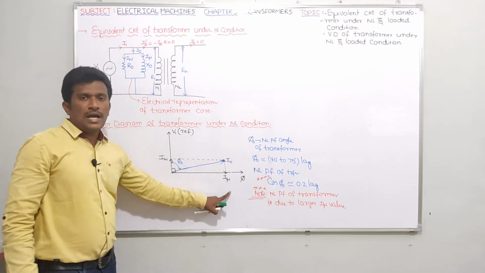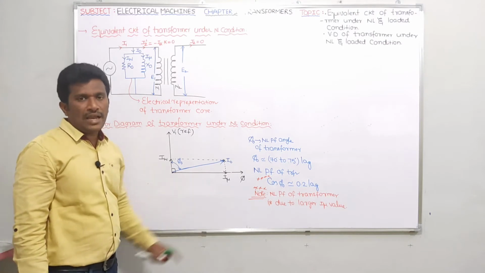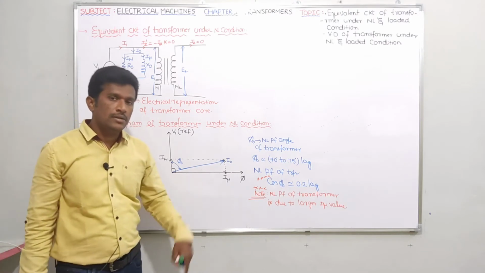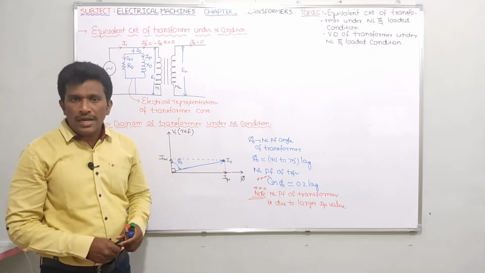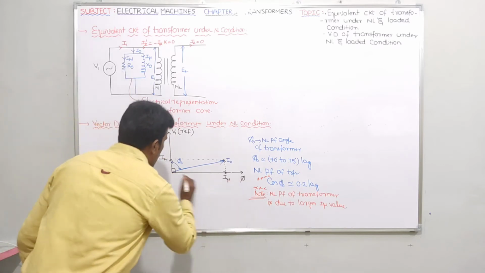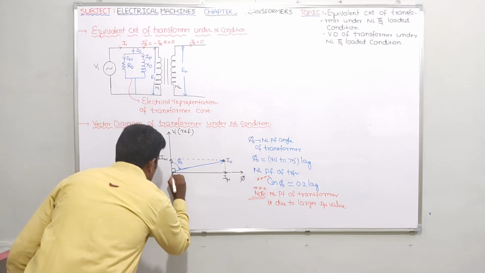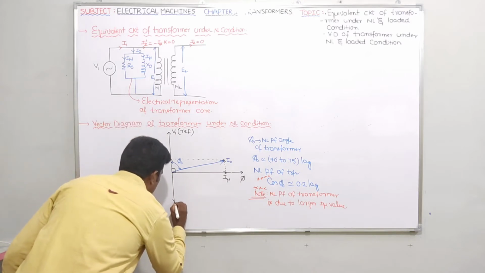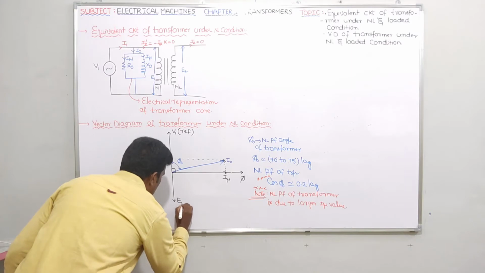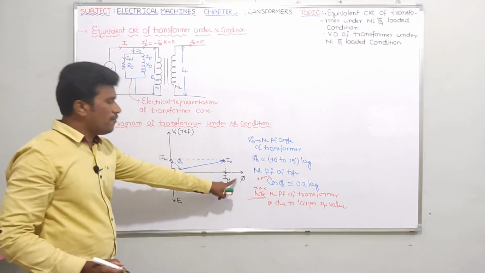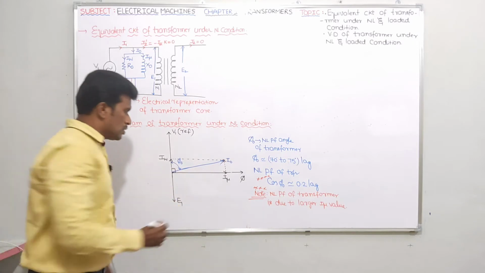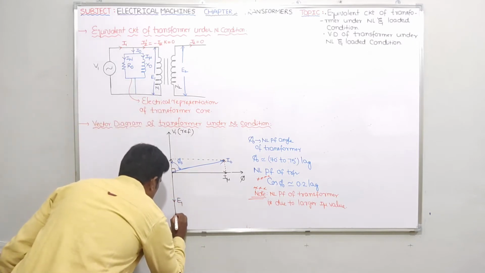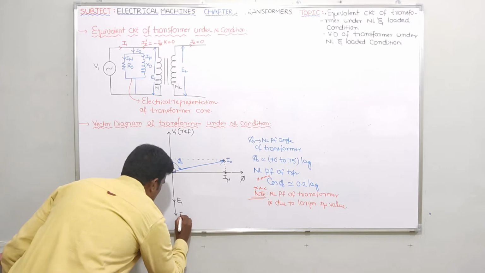Okay, now tell me, guys. According to Lenz's law, in the previous video we told what is the angle between φ and E1? 90 degrees. That too, E1 lags φ by 90 degrees. So this is the φ vector. After 90 degrees your E1 will be here, and because of the same flux φ you will get the secondary EMF also, nothing but E2. So E2 also lags flux by 90 degrees.